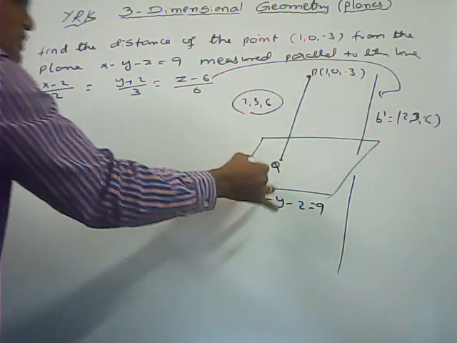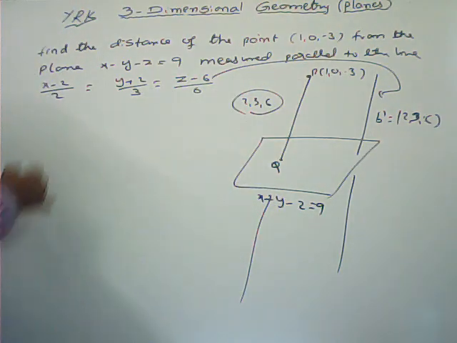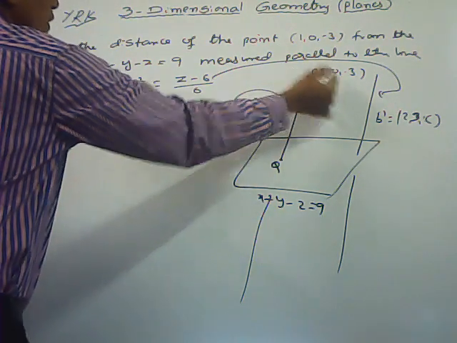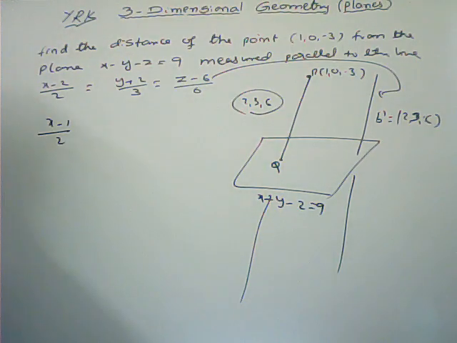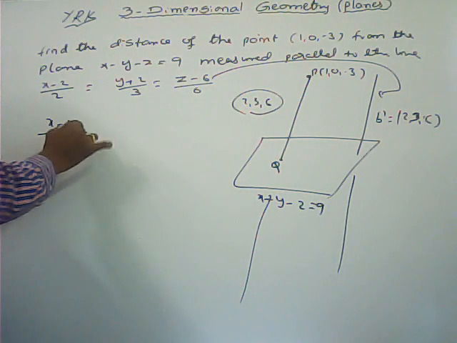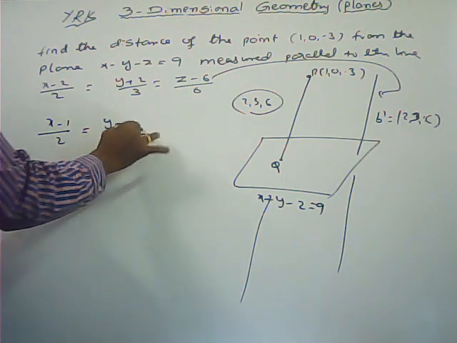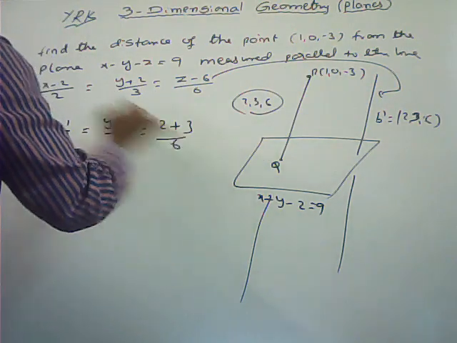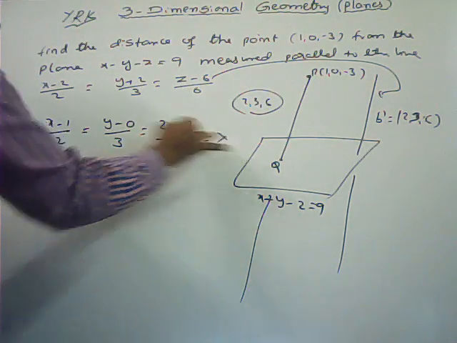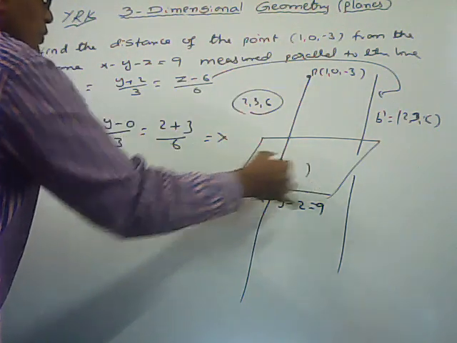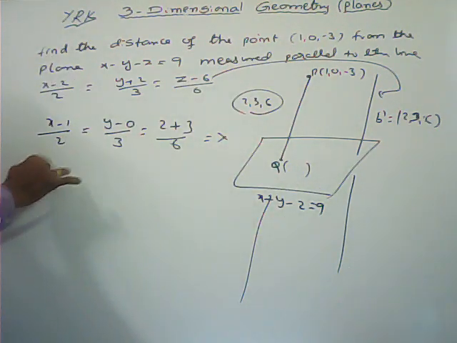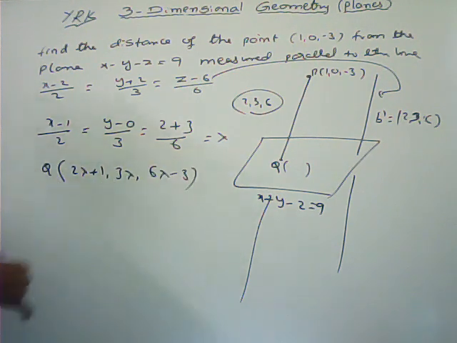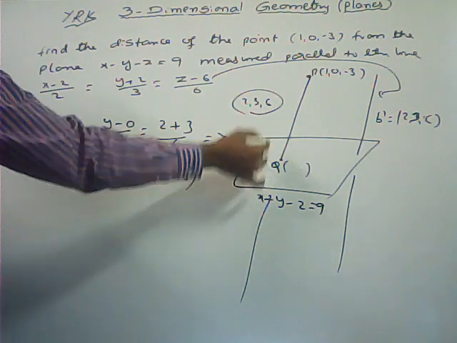Then what is the equation of this line? Equation of that line: x minus x1 by a, where x1, y1, z1 is the point through which the line passes and the parallel DRs are given, equals y minus y1 by b, equals z minus z1 by c, which is z plus 3 by 6. Take any point on that line, that one you can consider Q only. So here what are we getting? (2 lambda plus 1, 3 lambda, 6 lambda minus 3). Where is that point? Q is the point of intersection of the line and the plane.